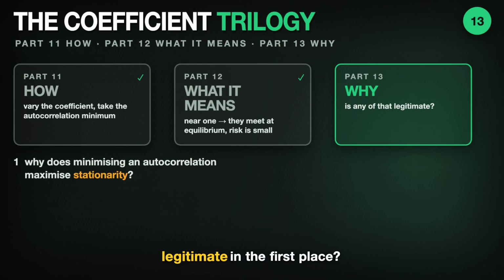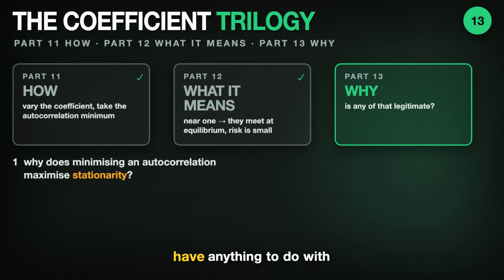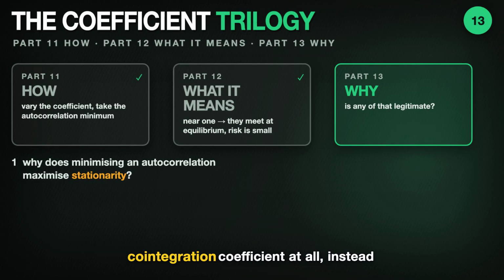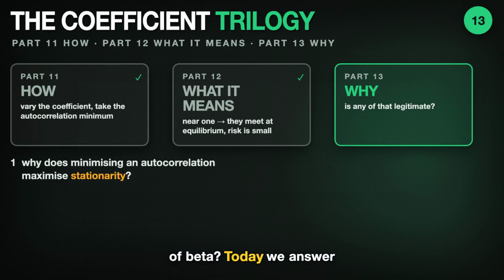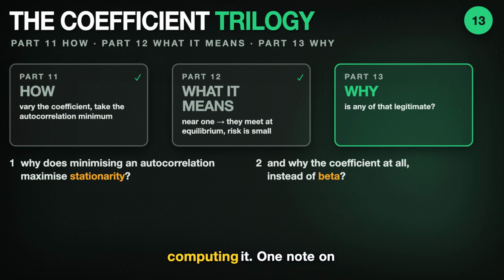Why is that method legitimate in the first place? Why does minimizing an autocorrelation have anything to do with maximizing stationarity? And why the cointegration coefficient at all instead of beta? Today we answer both, and we start with our hands, by actually computing it.